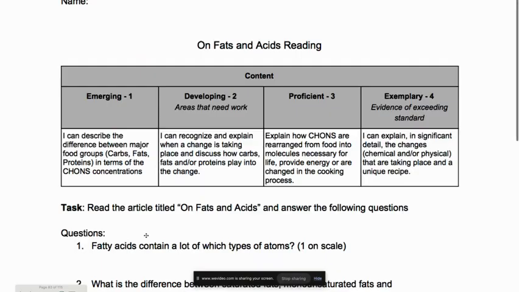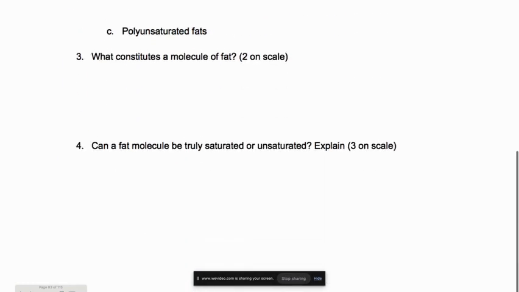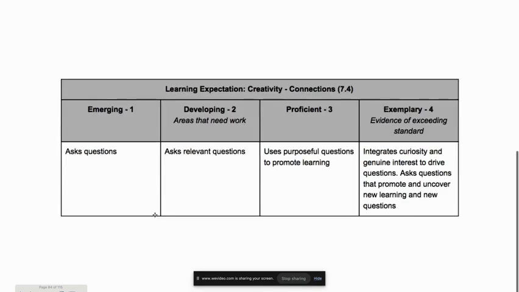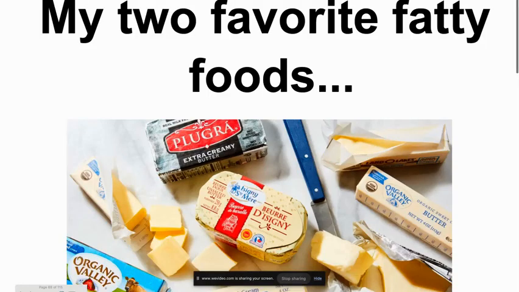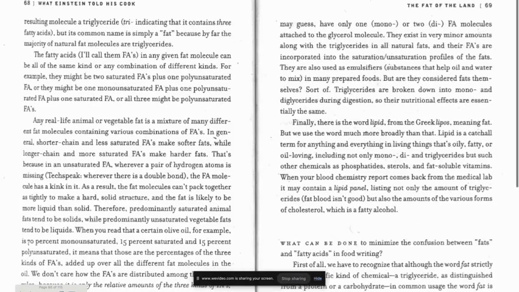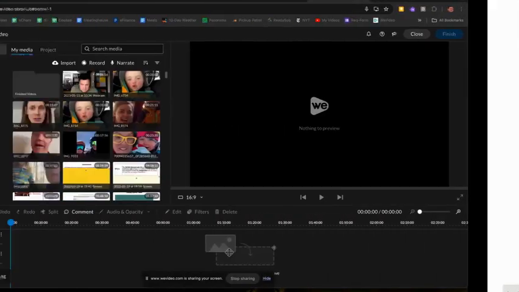What I need you to do now is transition to the fats and acids reading. You'll find that in your cubby. Please complete that. The reading is attached to Google Classroom, but here it is. You can pause the video along the way. That sort of wraps up the video portion of this lesson. Thanks so much.